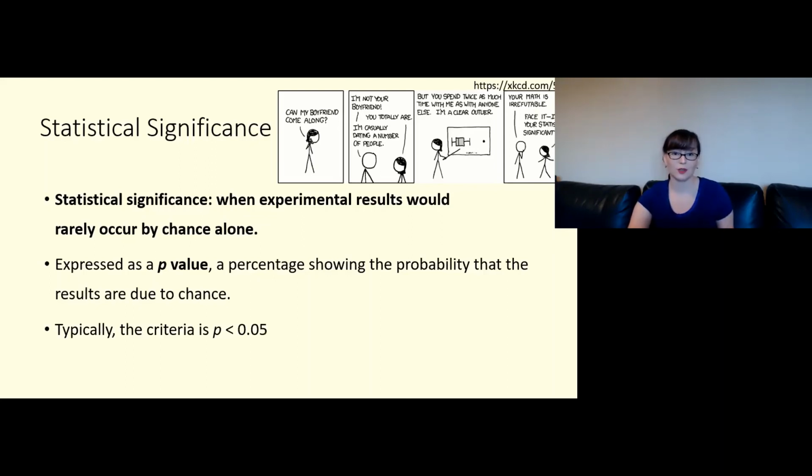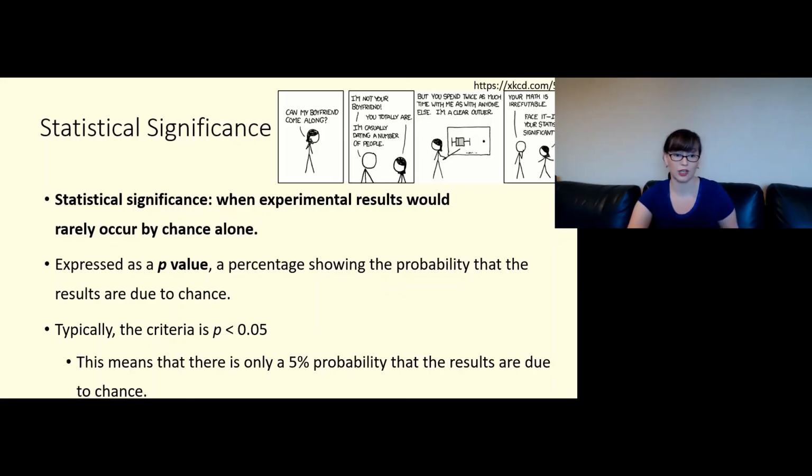And 5%, if we put that into decimal form, our criteria is that p should be less than 0.05. When p is less than 0.05, typically we're going to say our results are statistically significant. There's less than a 5% chance that our results are just due to randomness or due to chance. And so we are going to say that there's evidence to support our hypothesis. It's important to note that being statistically significant doesn't mean our results are important or meaningful. It just means that they would rarely occur due to chance.